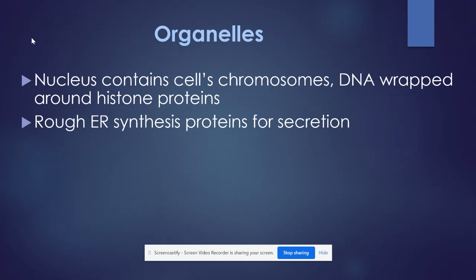So the nucleus contains the cell's chromosomes, and those are, in eukaryotes, DNA wrapped around histone proteins. That's to help, because the DNA is so big, it needs to be condensed into chromosomes, so they're wrapped tightly around histone proteins. If you were to unwind the DNA in every cell of a human and lay it end to end, it would go to the sun and back 200 times.